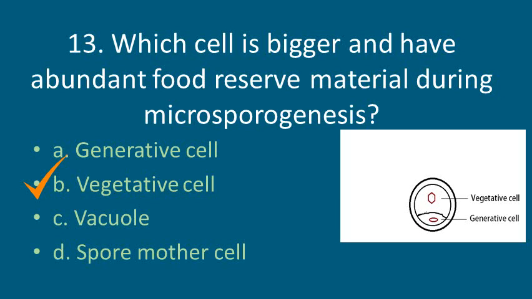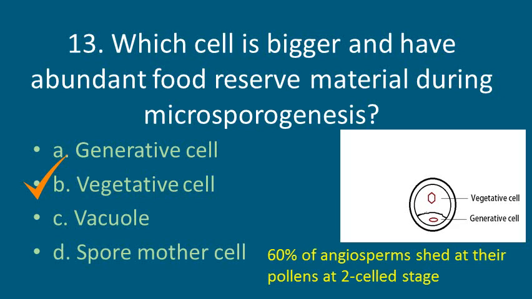This is the figure of a two cell stage pollen grain. And the generative cell is small and floats in the cytoplasm of the vegetative cell. It's spindle shaped with dense cytoplasm and a nucleus. Later it will further divide and produce the two sperms. But almost 60% of angiosperms shed their pollen at this two cell stage. That means one is a generative cell and another is the vegetative cell.